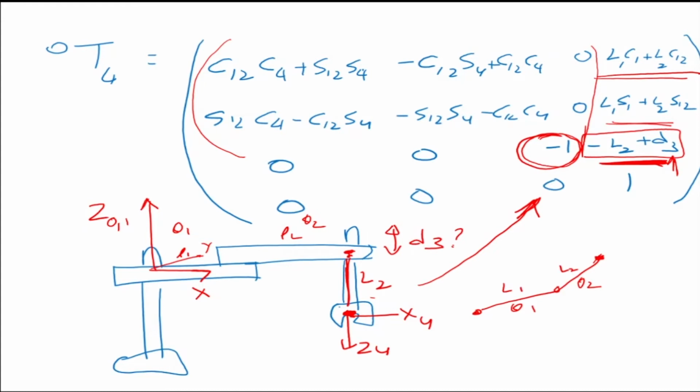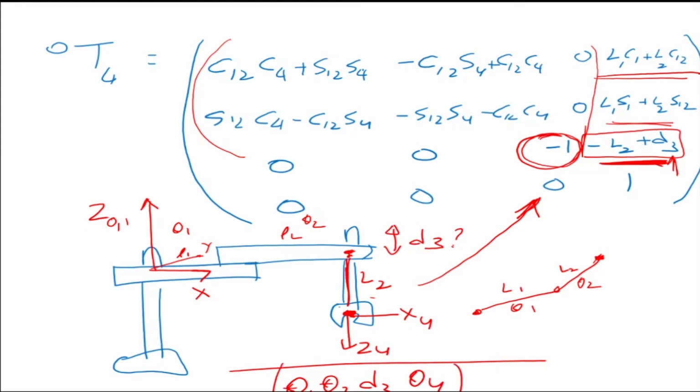Now you can do this for other manipulators. We have done two examples: a two-link manipulator, and I did it for the Scara manipulator. So here we have four variables, theta 1, theta 2, D3, and theta 4.